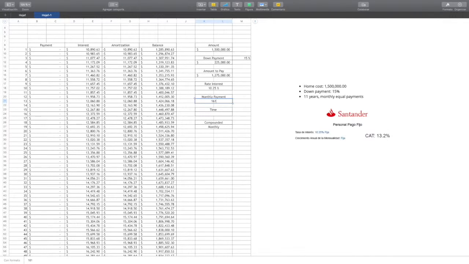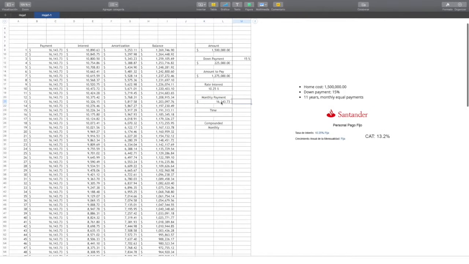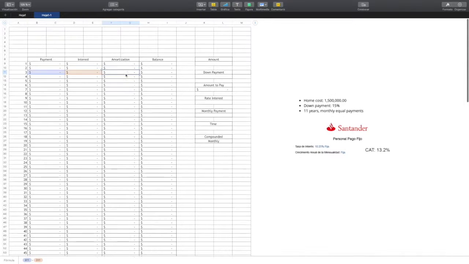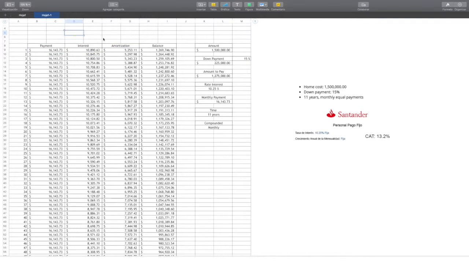The first column goes for the number of payments. The second is the payment each month we must do. The third one is the interest. For this, we must use our amount to pay and multiply it times the rate divided by how it is compounded, 12. Then we have the amortization column. That is the payment of R minus the interest.